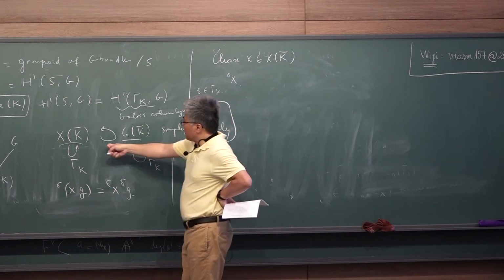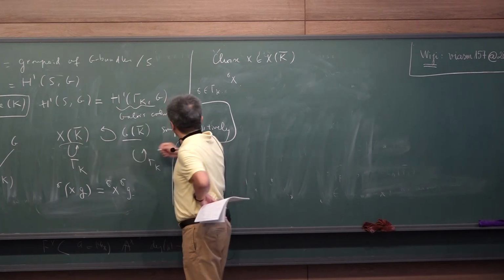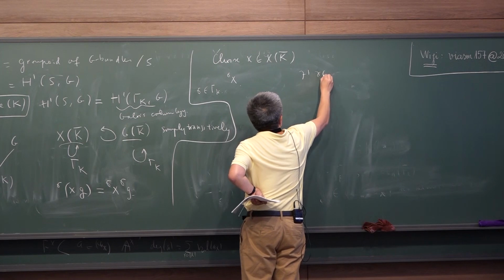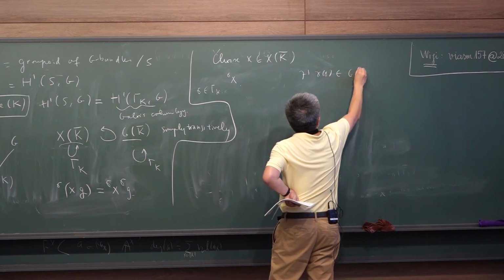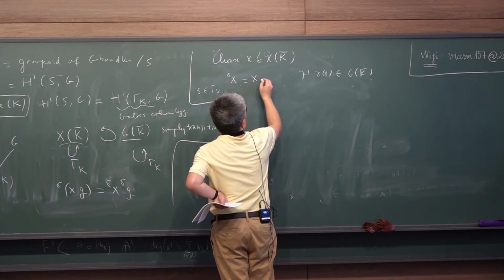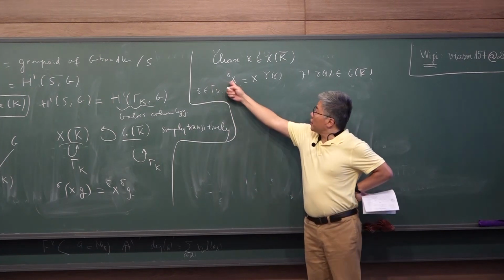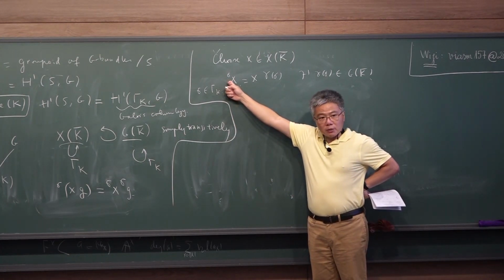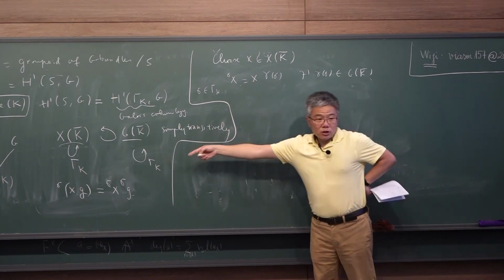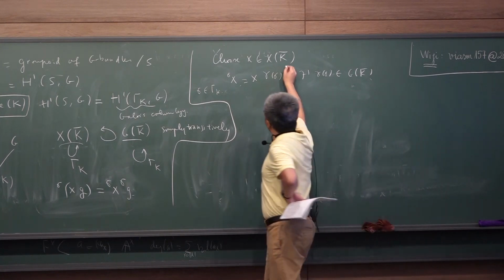But now because this action is simply transitive, there is a gamma of sigma in G of k-bar such that sigma of x is x times gamma of sigma. So the action of sigma on the left is given by the action on the right of some element in G.